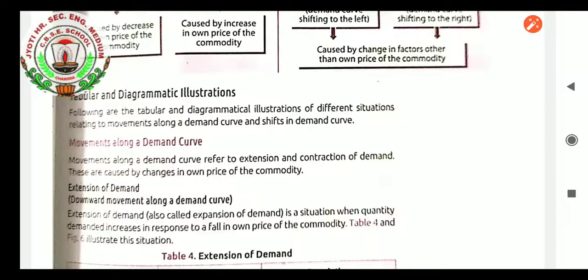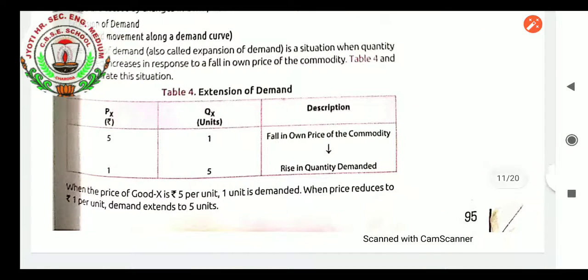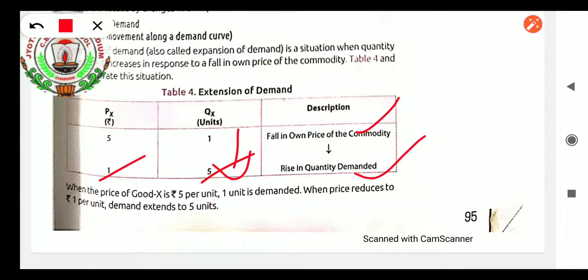Again, tabular and diagrammatic illustration I will be helping with, as we already introduced with Px and Qx. Five is the quantity and one is the demand. Another time when the price falls from rupees 5 to rupees 1, then the increase in demand takes place from 1 to 5. How much increase? 1 to 5. So what we are seeing here: fall in own price of commodity, rise in quantity demanded.